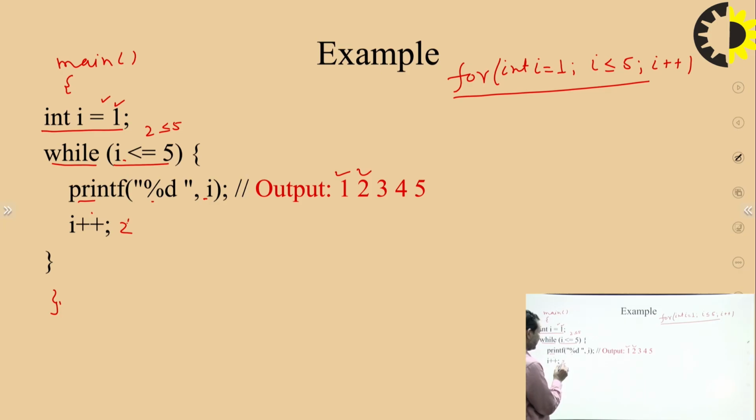Now I plus plus, that is 3. Again it will be checked: 3 is less than or equal to 5. The condition is true, so it will print 3. Now increase the value, that is 4. Again 4 is less than 5, so it will print 4.